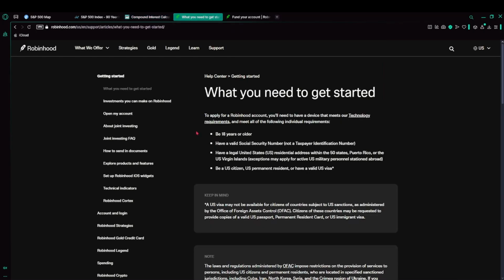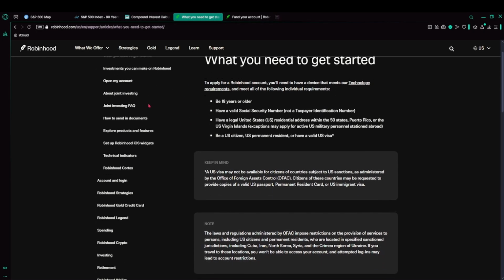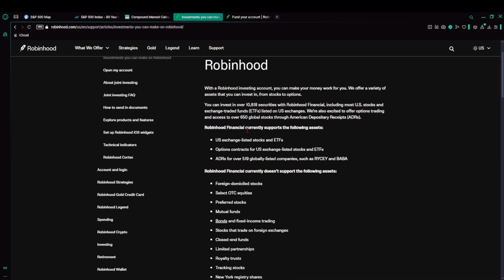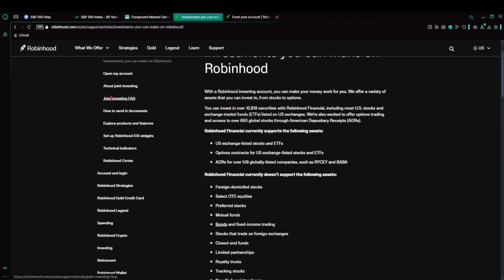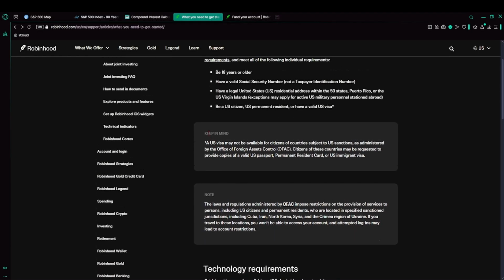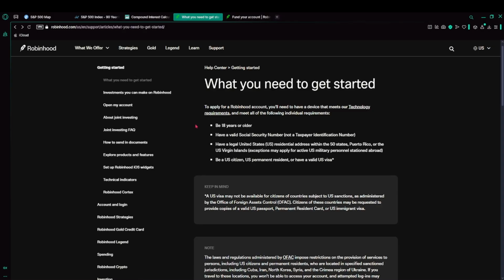And I pulled this website off the support articles for Robinhood, and I'll put that in the description too. What you need to get started on Robinhood is everything. They tell you step by step how to make an account, what investments you can make, everything. You just need to be 18 or older, have a valid social security number, which I hope you do, and have a legal United States residential address within the 50 states, and then be a citizen or a U.S. permanent resident, or have a valid U.S. visa.